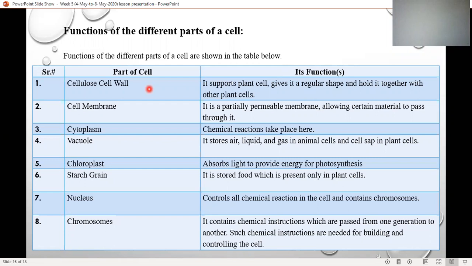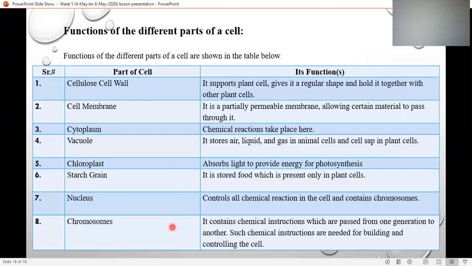Okay. Cytoplasm, all the chemical reactions take place here. Vacuole, it stores air, liquid, and gas in animal cell and cell sap in plant cell. I told you about that liquid, the sky blue liquid, right? Chloroplast is only present in plant cell and it absorbs light to provide energy for photosynthesis. Good. Starch grain, stored food in plant cell, nucleus that controls all the chemical reactions and it is present in both plant and animal cells.